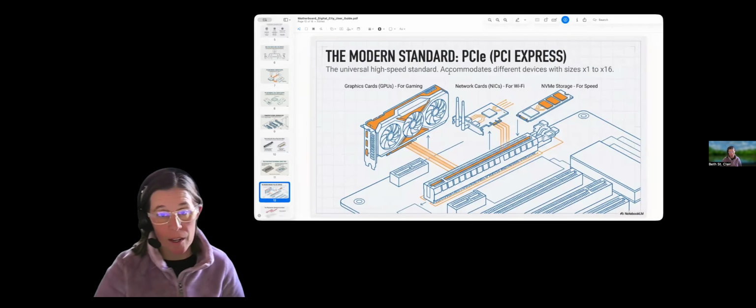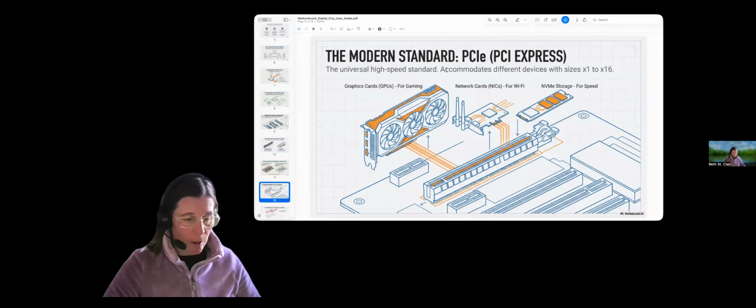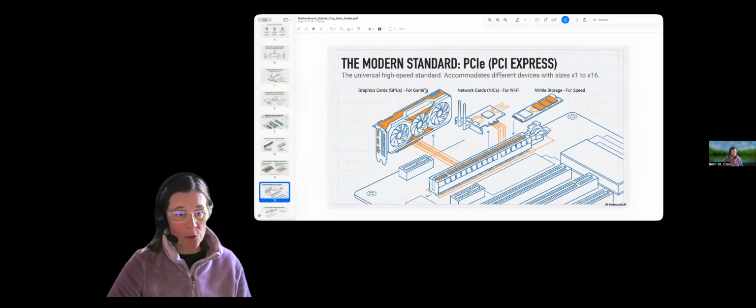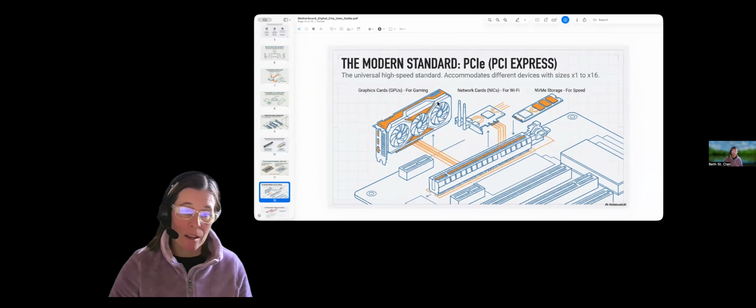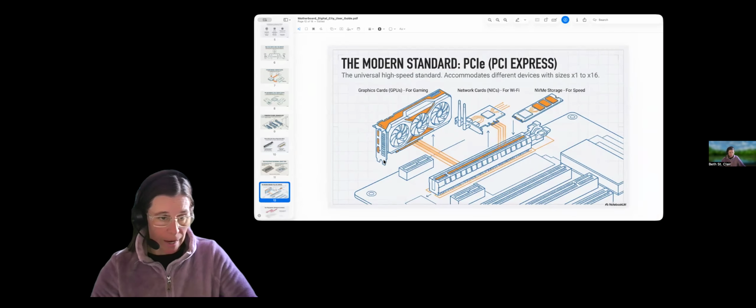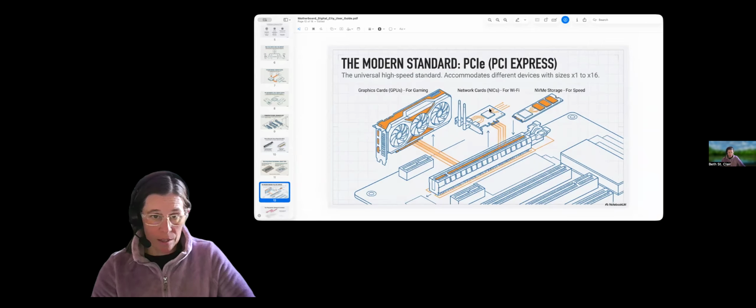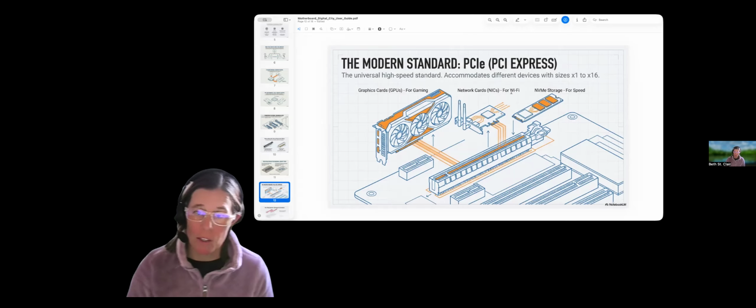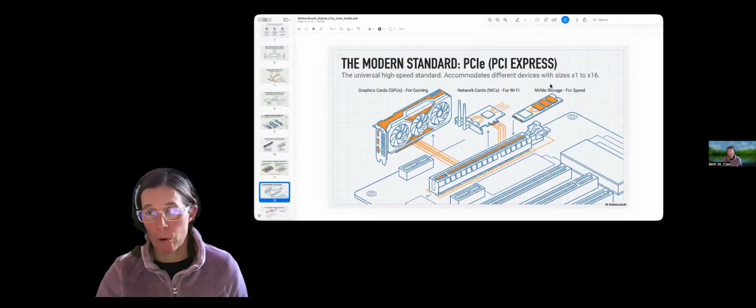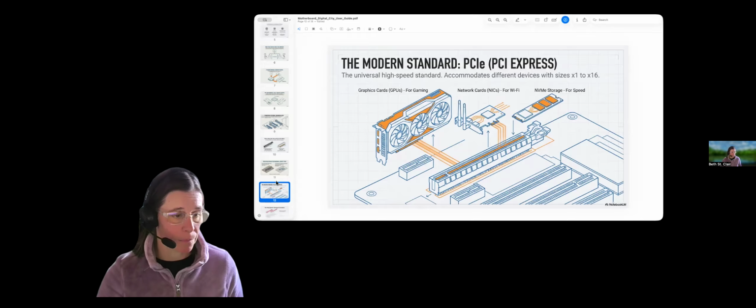So here's what the PCIe is handling. This is the newer one. This is the modern standard. Handling graphics cards or GPUs, which are typically used for gaming. And this is what they typically look like. They have strong fan action, and they have a bunch of ports here on the back. PCIe is also handling NIC cards. So this is for Wi-Fi. Network interface card is what NIC stands for. And then also handling NVMe storage. Okay.